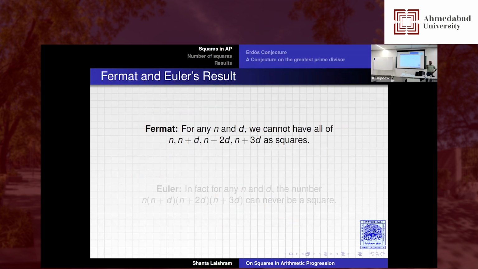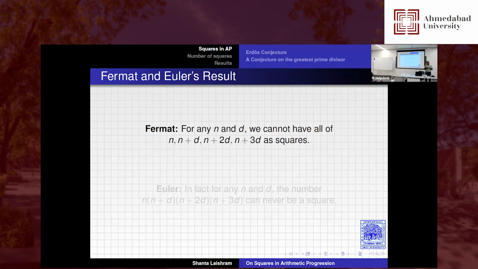Now the buck stops here at 4. Fermat, the well-known number theorist Pierre de Fermat, who is also known for Fermat's last theorem, proved that for any n and d, you cannot have 4 consecutive terms, n, n plus d, n plus 2d, n plus 3d, which are all squares. You cannot have a 4 term AP which are all squares.